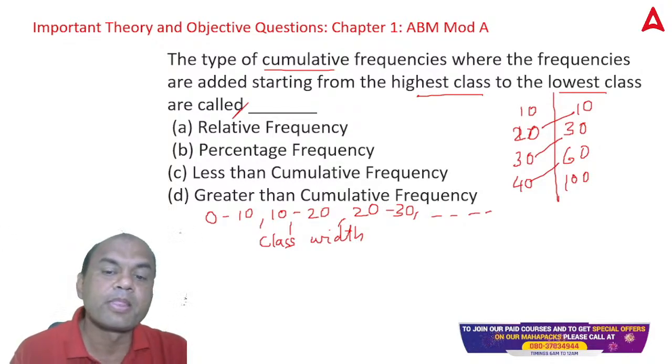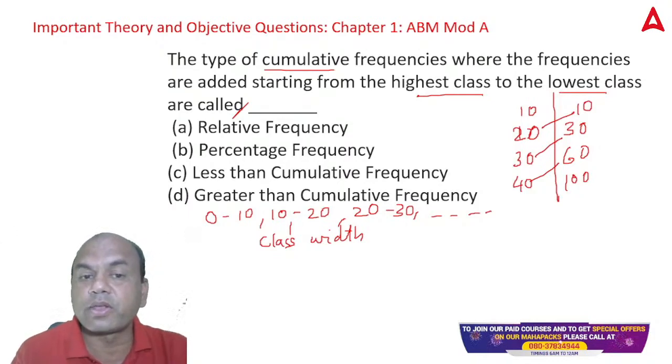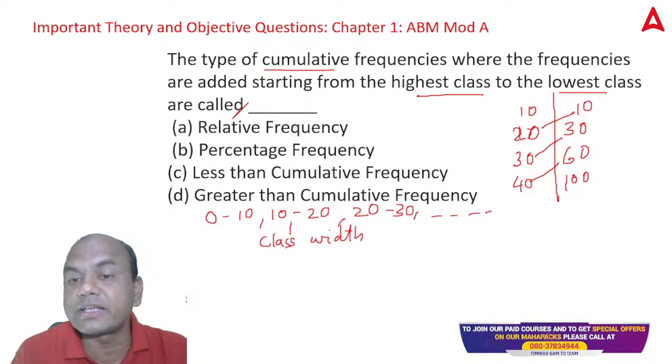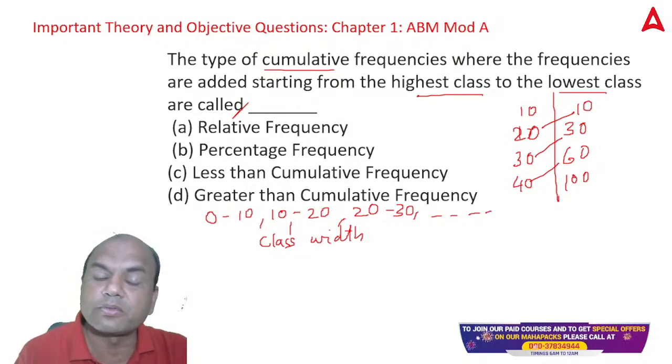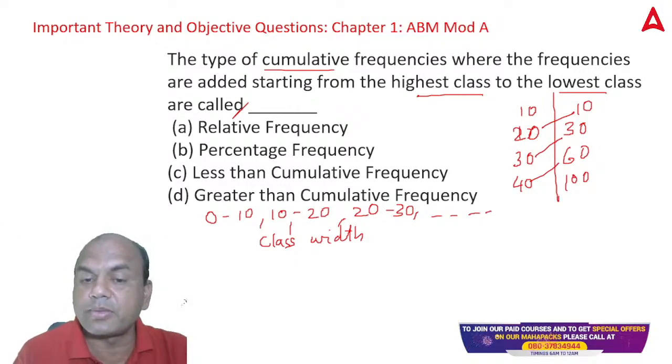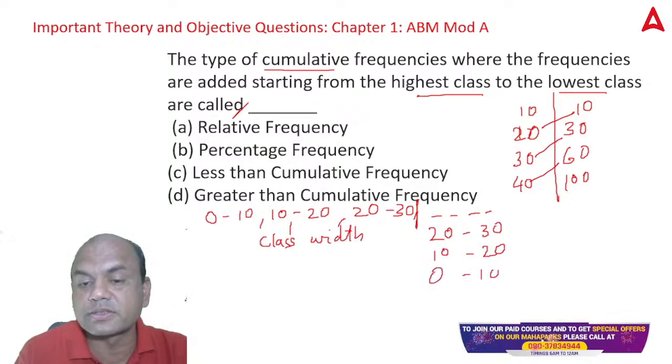Now what is the question? Where the frequencies are added starting from highest class to lowest class. So what will I do? Suppose we take only these three classes up till now: 0 to 10, 10 to 20, 20 to 30. If I want highest to lowest, how will I arrange them? I'll arrange them this way: 20 to 30 first, then 10 to 20 next, then 0 to 10 next. So I'm going on the lower side.